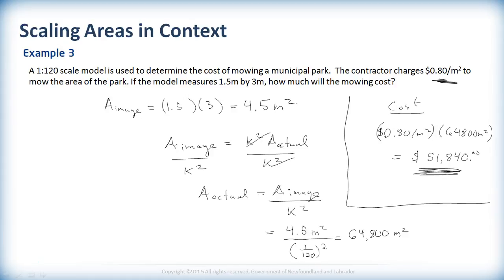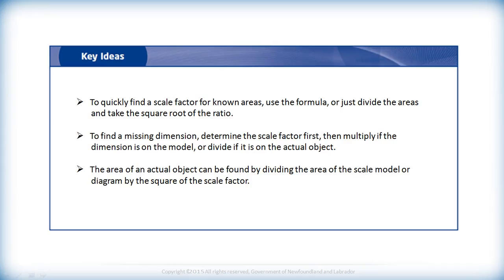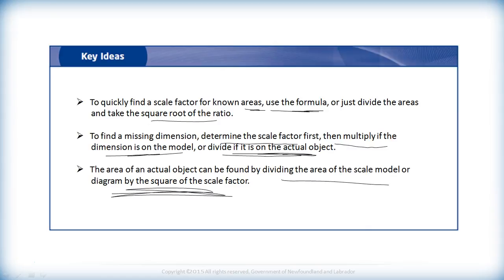Not cheap stuff. Quick summary of all the things we've looked at here. So we sort of learned all this stuff by example because we're into contextual problems now. So to quickly find a scale factor for known areas, use the formula or just divide the areas and take the square root of the ratio. To find a missing dimension, determine the scale factor first if you don't have it, then multiply if the dimension is on the model, or if you want to find one that's on the actual object, we divide. We just saw that. And the area of an actual object can be found by dividing the area of the scale model or the diagram by the square of the scale factor. Hope that helps.